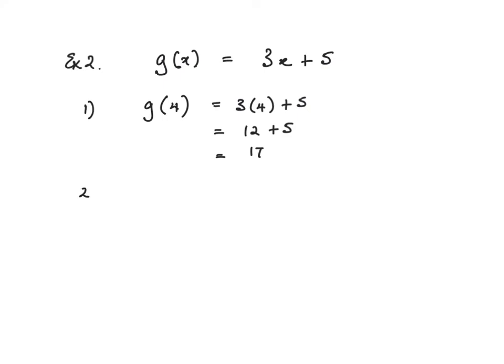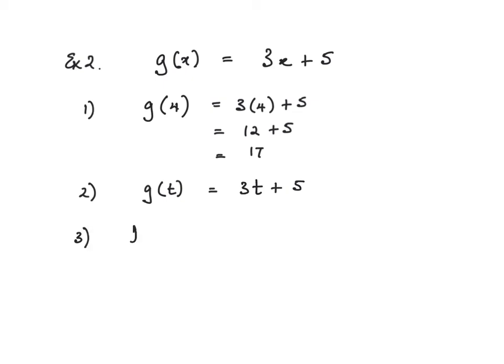Second thing I want to do is to find an expression for g of t. Now, I can't evaluate this because we've changed x into another letter. When we change x to a number, we can evaluate. When I change x to another letter, then all I can do is change this x to the same letter. So we've got 3 lots of t plus 5.